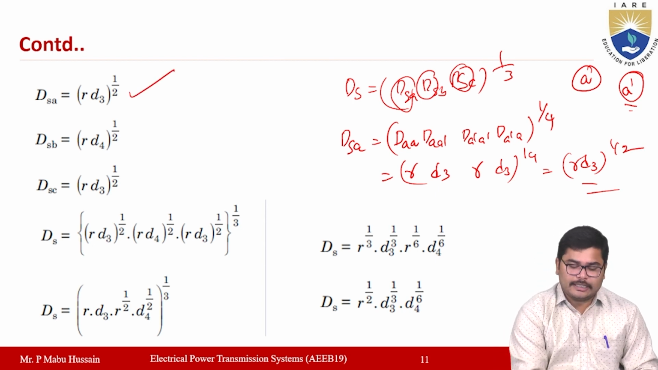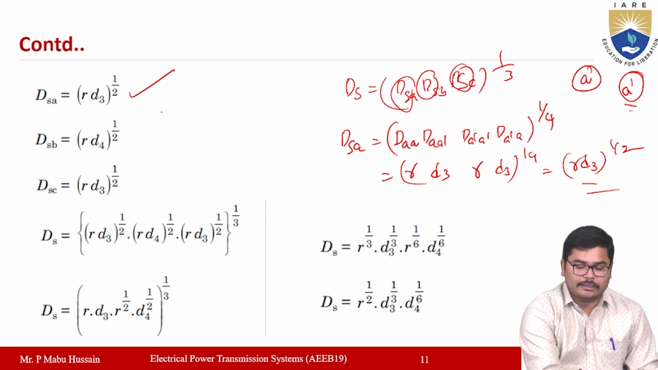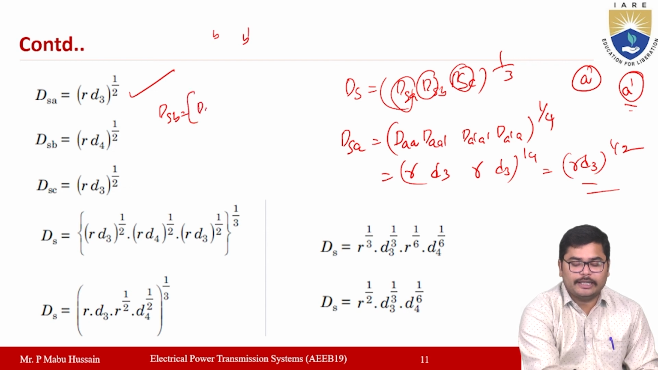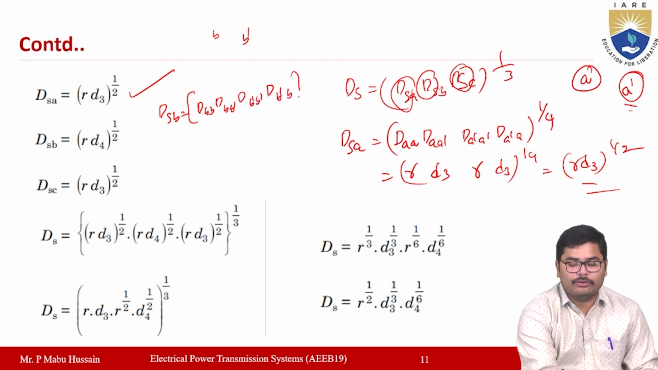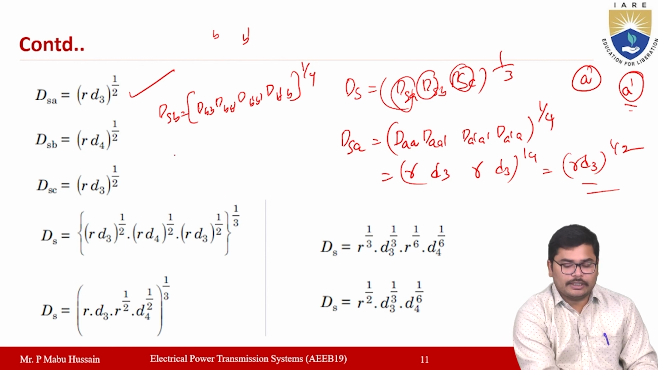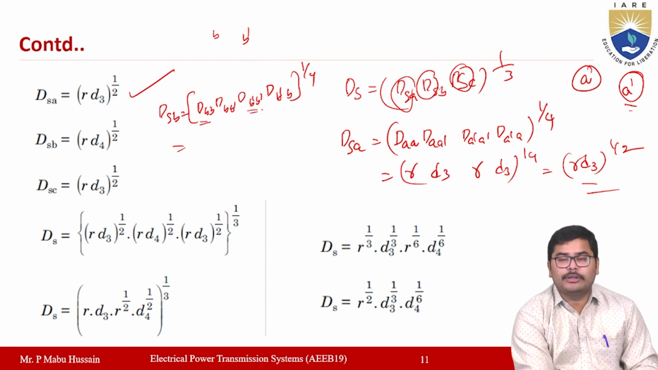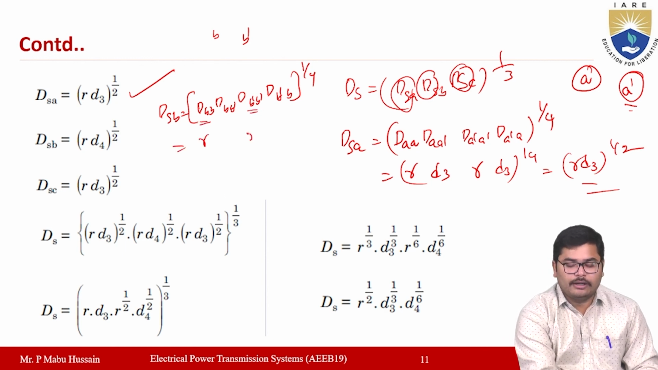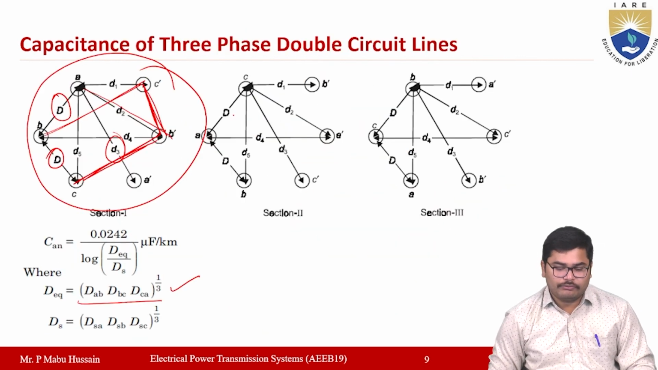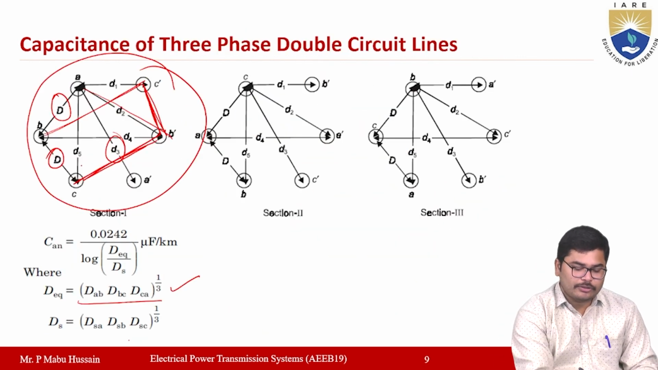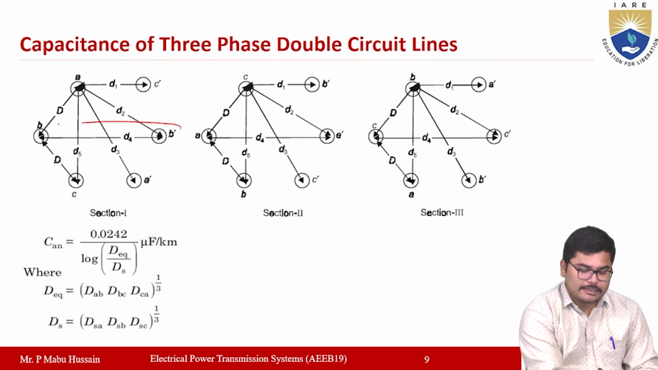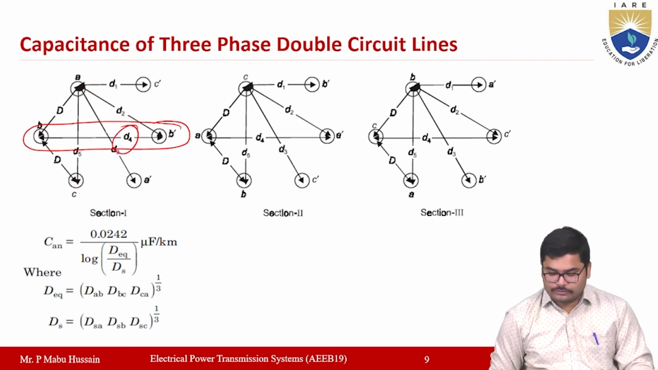Then DSB you can also calculate in a similar manner. DSB is equal to, you have to consider only phase B, B dash. The product here will be DBB, DBB dash, DB dash B dash, DB dash B, whole to the power of 1 by 4 you will get. This BB and B dash B dash will be equal to R here, and if you observe the B to B dash distance from the diagram here, this distance, which is D4.